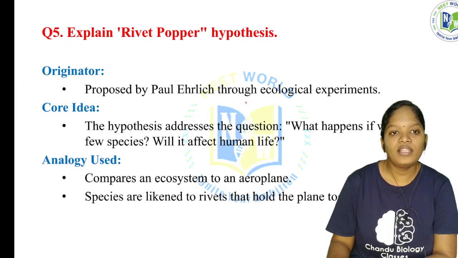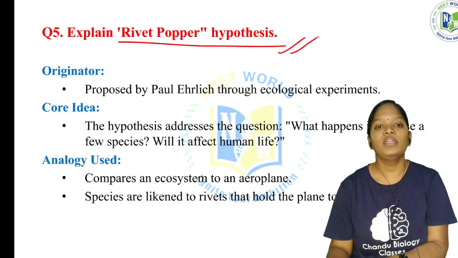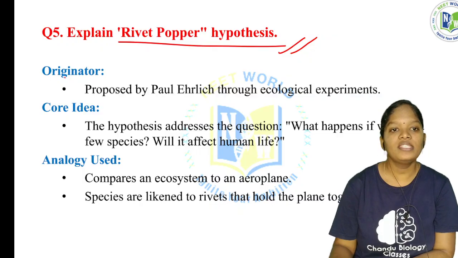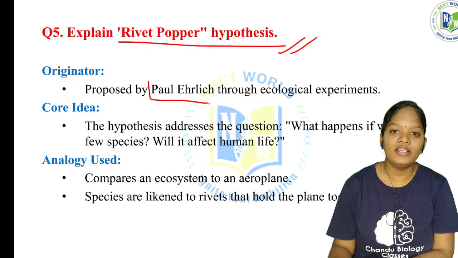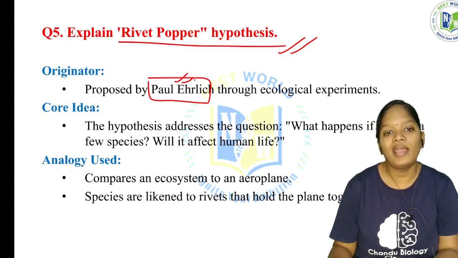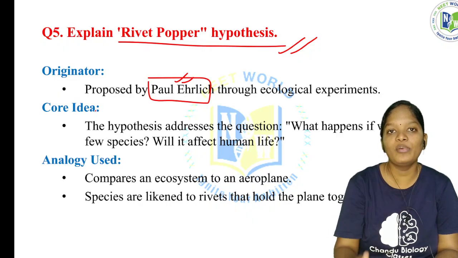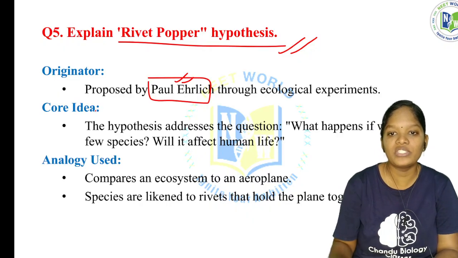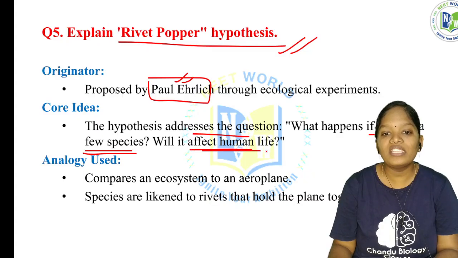Now, another question will be the Rivet Popper hypothesis. Who proposed this concept? Paul Ehrlich proposed the Rivet Popper hypothesis. What is the idea? What is meant by this hypothesis? It addresses the question: what happens if we lose a few species? Will it affect human life?